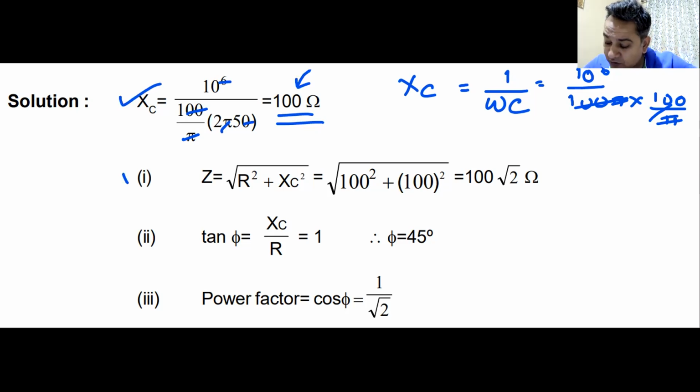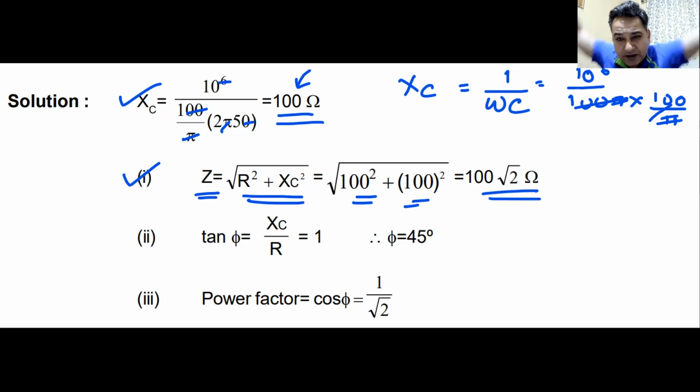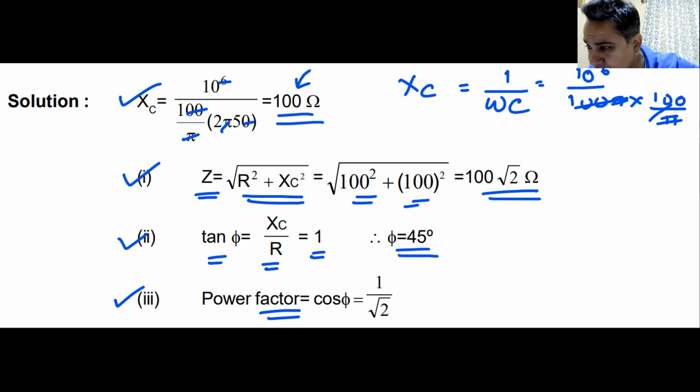Then you move on to step number 2, Z under root of R square plus XC square. 100 square plus 100 square, root of that is 100 root 2. If you pass this step, this is step number 2. Then you find out the value of tan phi. Tan phi is XC by R. One, so the angle is 45 degrees. If you have done this, pass step number 3. Step number 4, power factor is cos of phi, cos 45, which is 1 by root 2. Have you done up till here? I hope so. If you have done up till here, after that, everything is pretty simple.